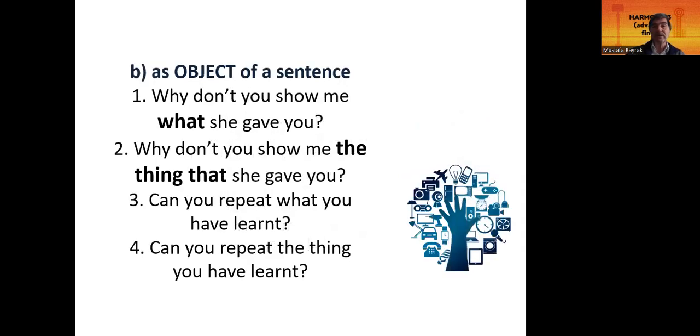B, as object of a sentence. For example, why don't you show me? Why don't you show me the thing, the thing that she gave you? Adjective clause. Why don't you show me what she gave you? Why don't you show me the thing that she gave you? Can you repeat what you have learned? Can you repeat the thing you have learned?